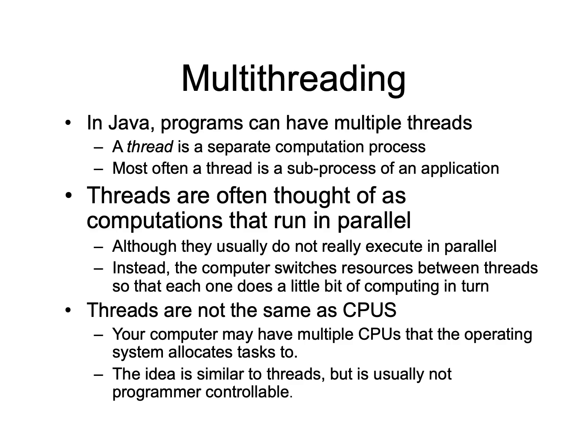So, multi-threading. In Java, programs can have multiple threads. Java as a language was designed with multiple threads in, and you could use those threads very early on in the language. A thread is a separate computation process, but not necessarily a separate process in the operating system. Most often, a thread is a sub-process of the process that is the application. And I know that's way too many processes, but it'll all make sense here in a minute.